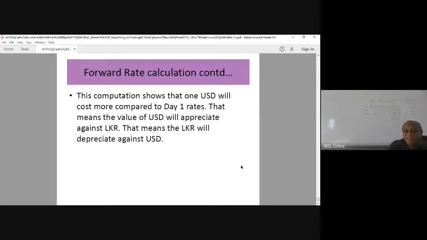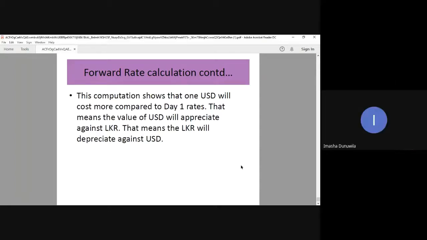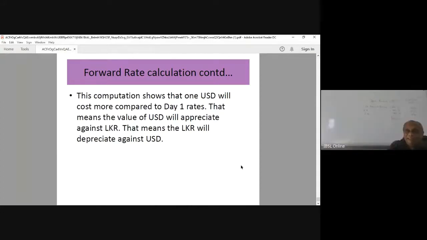Now tell me, who are the participants in the foreign exchange market? Customers, banks, brokers. And brokers. Right? Brokers law after 1977, brokers law, right?